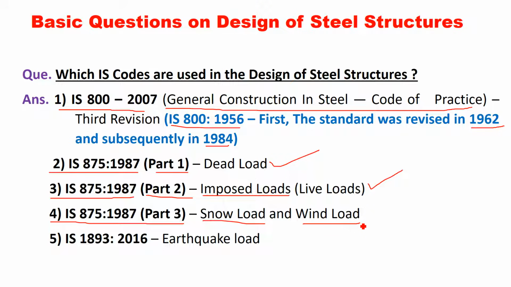So Part 1 is for dead load, Part 2 is for live load, and Part 3 is for snow load and wind load. And if you are considering the earthquake load in the design of steel structures, then the IS code is IS 1893:2016. So these are the 5 important IS codes which are used in the design of steel structures.